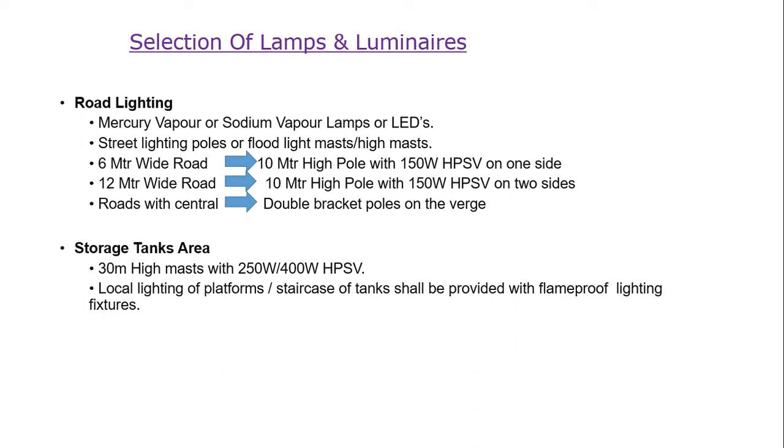Usually what we can do is provide a 30-meter high mast. That high mast will have multiple light fixtures of 250 watt, 400 watt HPSV or LED, and that can provide you the area illumination or general plant illumination. But if you need specific lighting on the platform for access and maintenance of the tanks, in that case we have to provide dedicated light fixtures on the staircase of the tanks or on the landing platform and the walking platform of the tank farm.